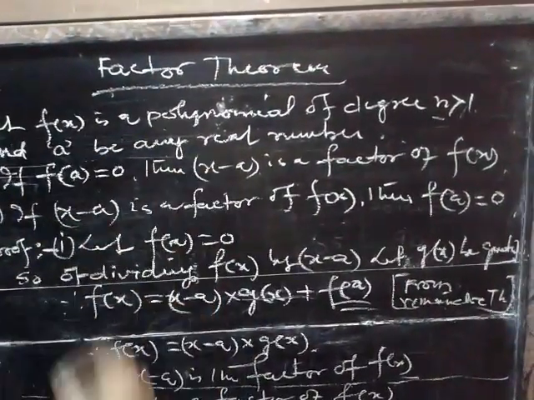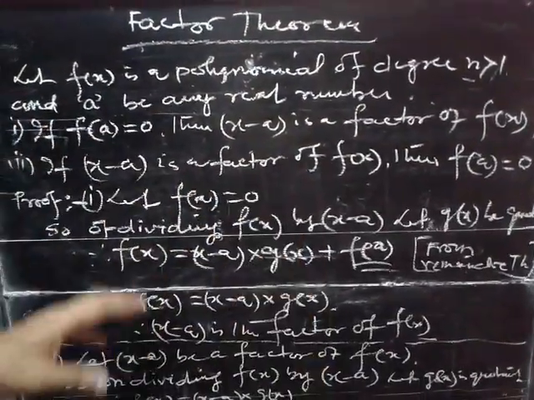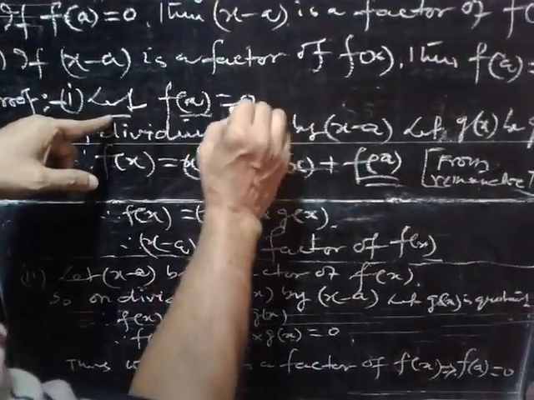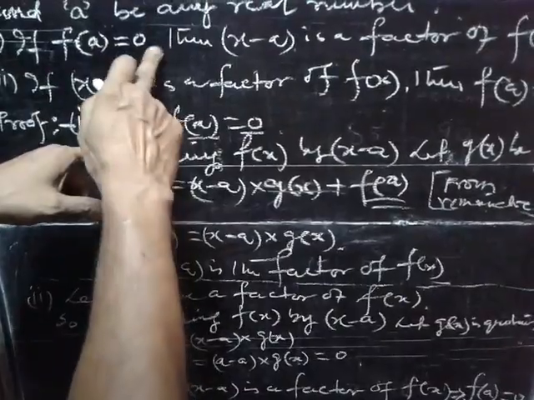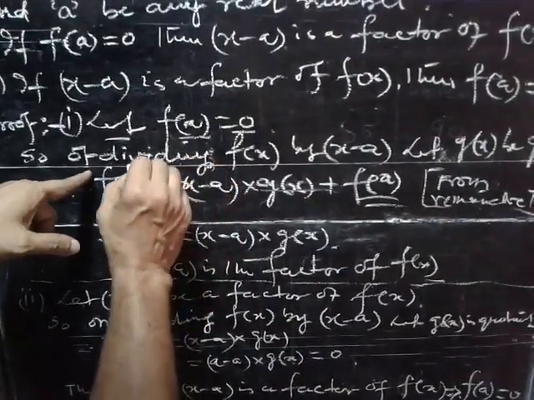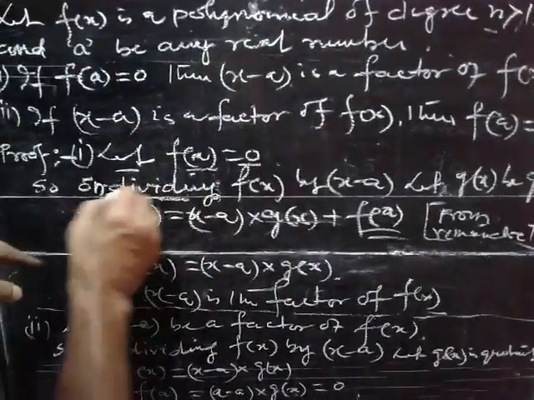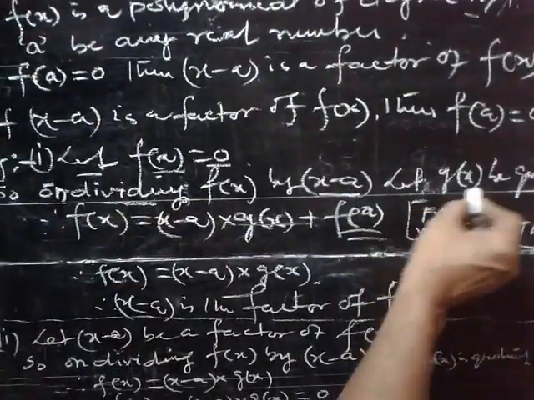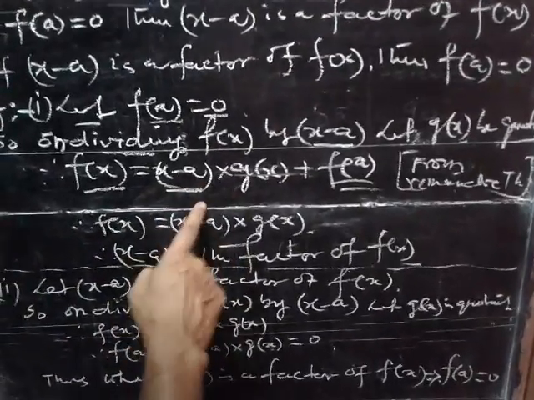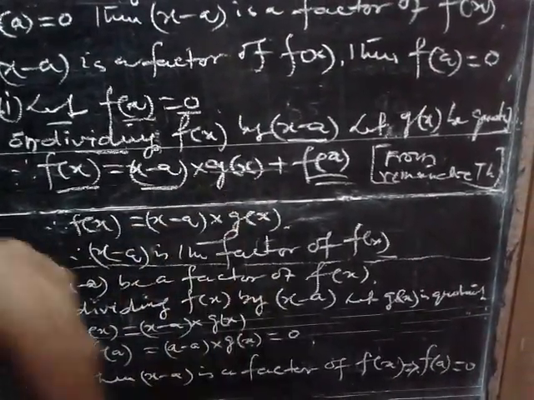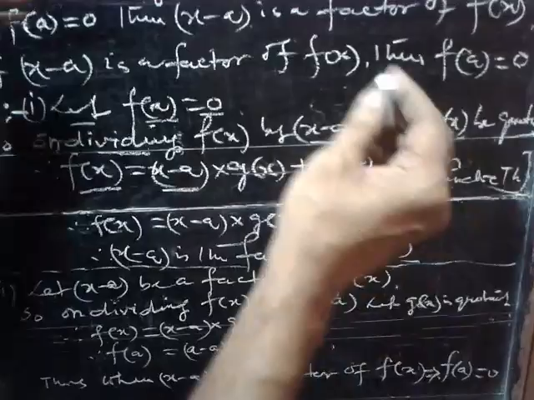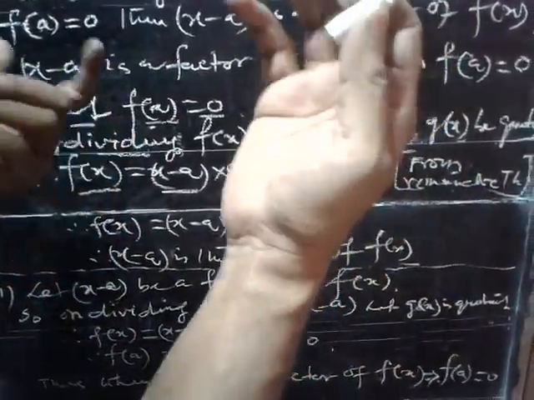Now, this needs to be proved over here. I am just going to give some example, then it will be clearer to you. See, let f(a) equal to 0. It is given. On dividing f(x) by x minus a, let g(x) be the quotient. Then we can also write f(x) equal to (x minus a) into g(x), that is divisor into quotient, plus remainder. Here f(a), you try to recall that one. That is the remainder theorem.